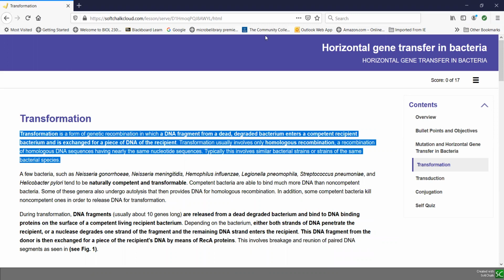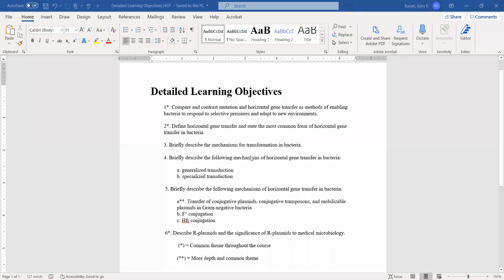So let's go to our next objective. Let's bring up our objective sheet again. Objective 4, briefly describe the following mechanisms of horizontal gene transfer in bacteria: generalized transduction and specialized transduction.